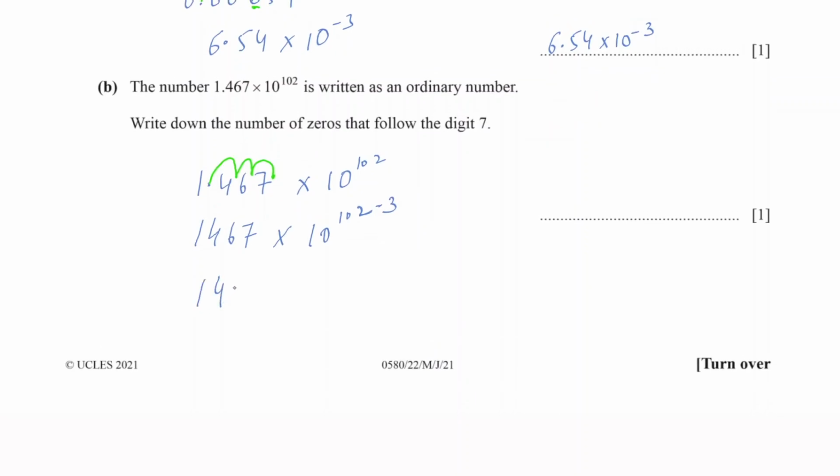So actually my answer is 1467 into 10 to power 99. 102 minus 3 is 99. So how many digits of 0 will follow the 7? 99, right? That will be our answer. I hope you understand this.